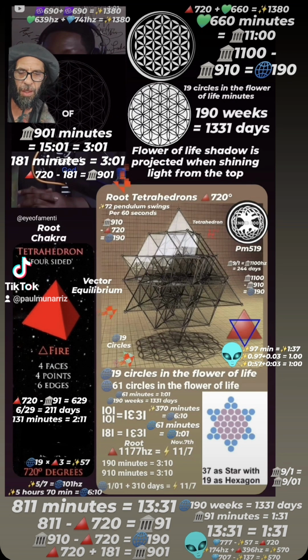So let's see, so 910 minus 720, your tetrahedron, equals 190. 1100, the date 9-1 on my calendar cipher lines up with 1100 hertz. 1100 hertz minus 910 equals 190. So I don't know if any of this is making any sense. I'm just trying to lay out this information that's corresponding with the flower of life. So at the root chakra on my Djed pillar, I have 1177 hertz lining up with 330 hertz, or 303, 330, or 396 hertz.